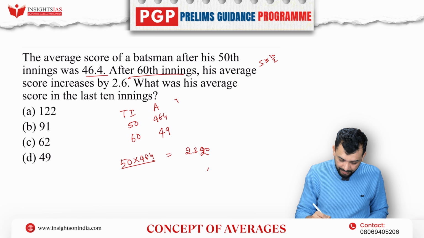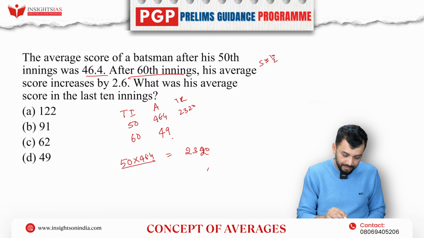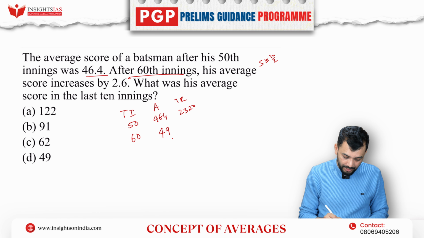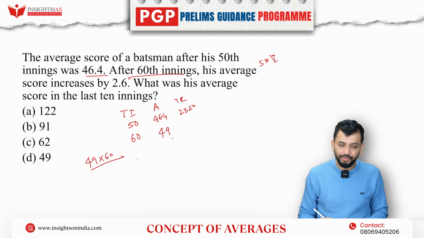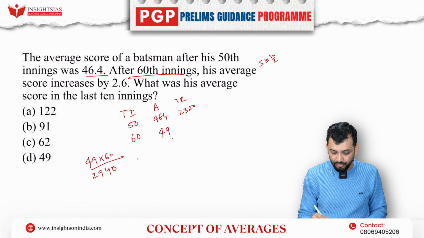Total runs. So total runs is 2320. This is 1. Now I want to do it for 49 and total innings is 60. Now what will happen? 49 into 60. So 6 9s are 54, 5 carry. 6 4s are 24. 24 plus 5 is 29. So this will become 2940.